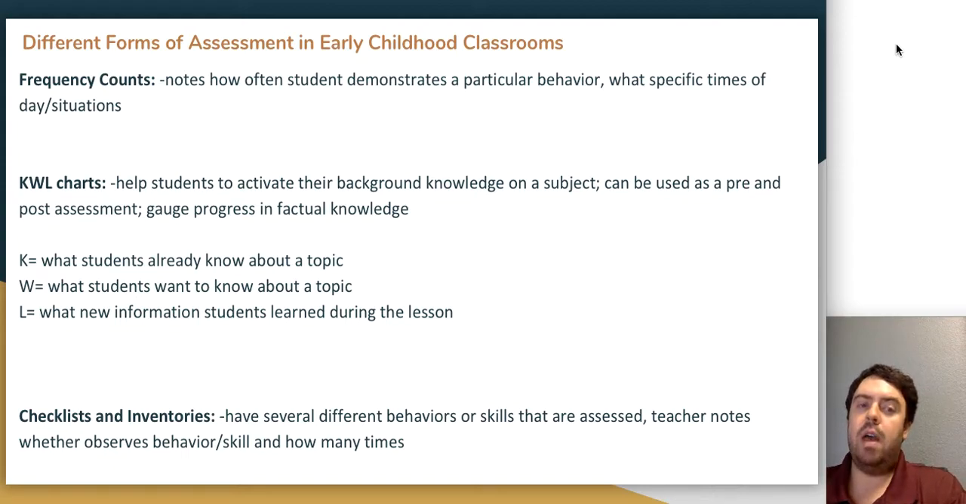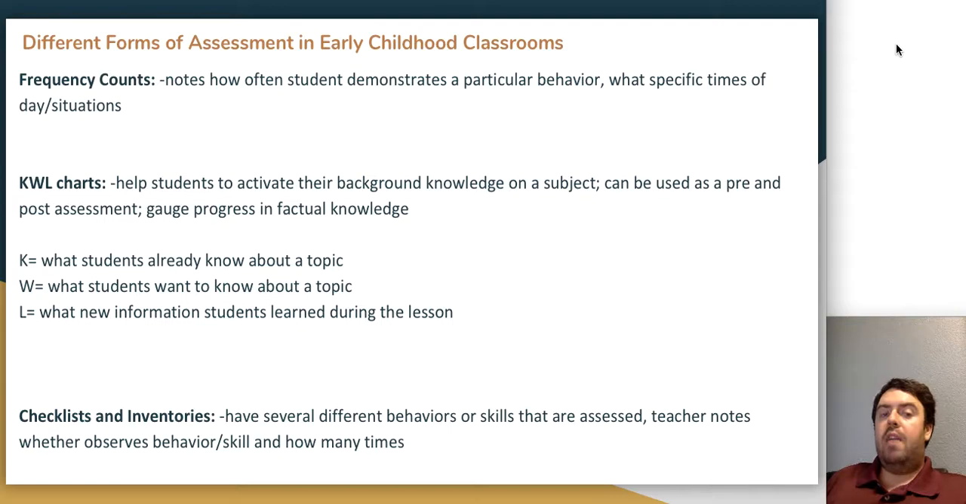A KWL chart for each student would be a nice assessment. And so KWL charts provide both a pre-assessment and a post-assessment. KWL is an acronym, excuse me. So K stands for what students already know about a topic. W is what students want to know about a topic. And then the L stands for what students learned during the lesson. So the new information.